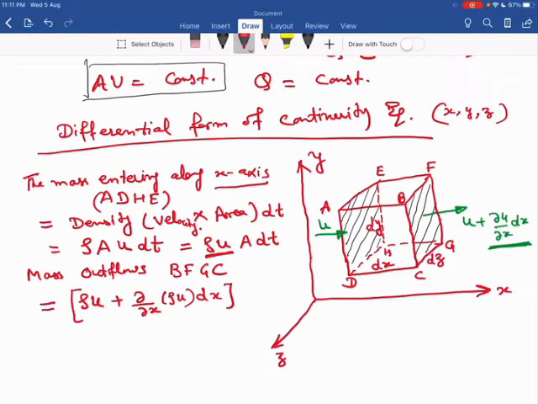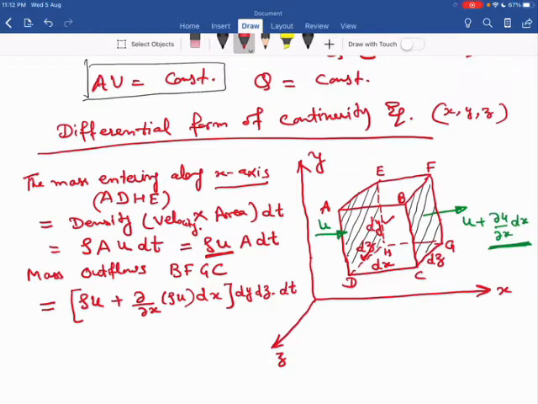Now the area of the entering face we can write as dy into dz. So area is dy into dz, and time is dt. So this is the mass outflow.